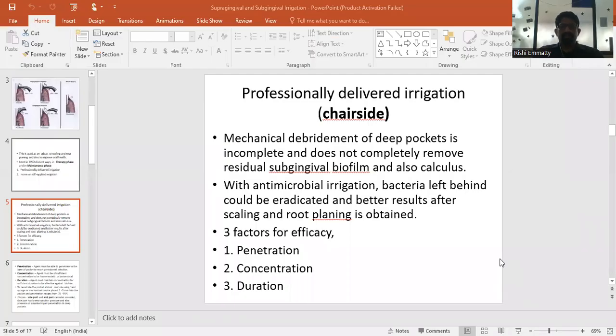So mainly three factors determine the efficacy. One is the penetration of the chemical agent, one is the concentration of the chemical agent, and the other is the duration of the chemical agent which you are using. So these are the main advantages of professionally delivered chairside irrigation.